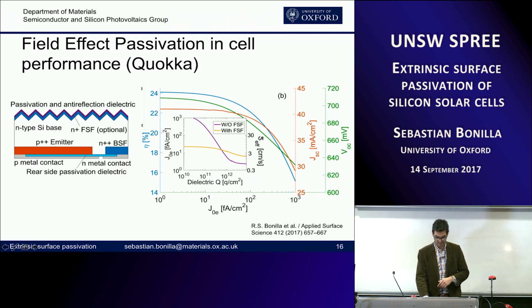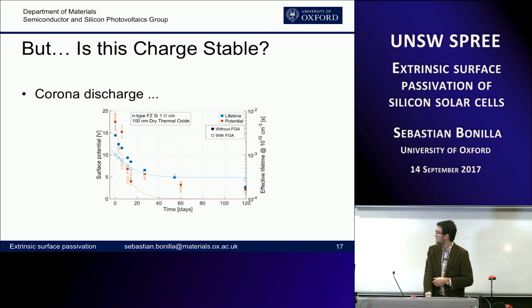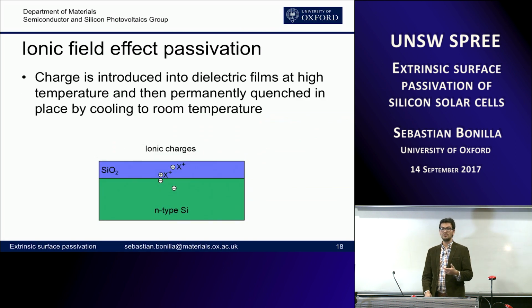So that's just to put it in the context of how important it is for a solar cell. Right. So the next question that everybody asks about this is whether that charge is stable or not. And most people who have worked with corona charge will know that actually corona charge is highly non-stable and is especially dependent on your environmental conditions. So if you have a very humid environment, it will tend to decay quite quickly. So we tested that, and we saw that actually our corona discharge decayed in a matter of days, maybe 10, 20 days.